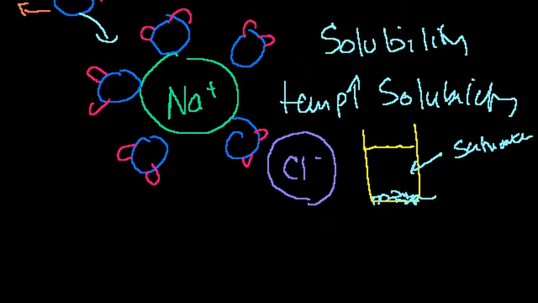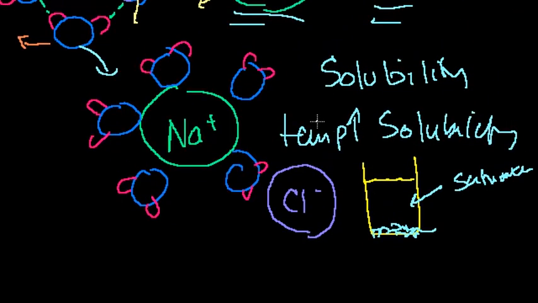So the general rule of thumb is, if you're dealing with a solid and a liquid solvent, lowering the temperature will decrease the solubility because it's harder to jam the molecules in there, and increasing the temperature will increase the solubility.